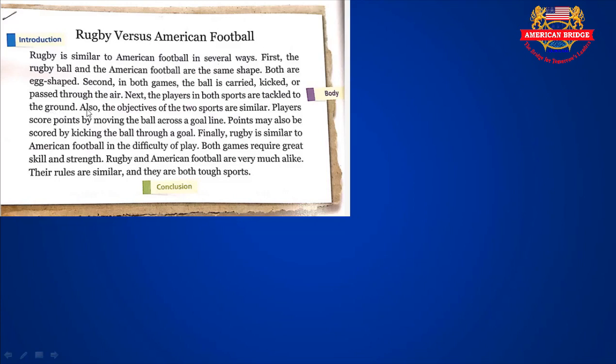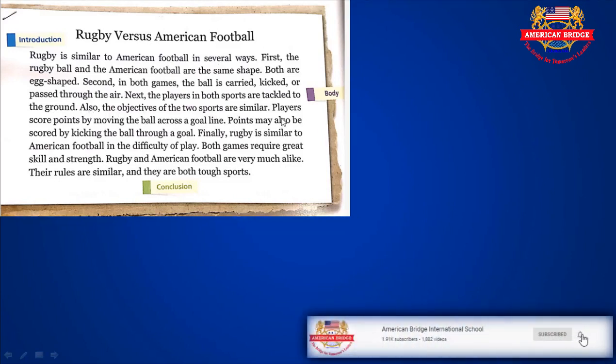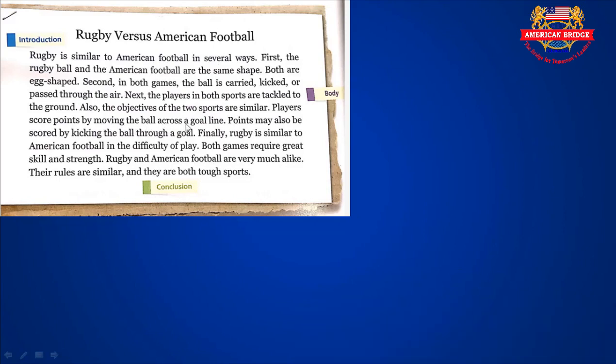Also, the objectives of the two sports are similar. Players score points by moving the ball across the goal line. Points may also be scored by kicking the ball through the goals. Finally, rugby is similar to American football in the difficulty of play. Both games require great skill and strength. Rugby and American football are very much alike.